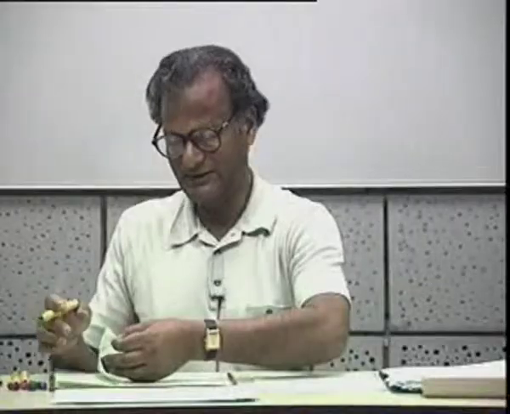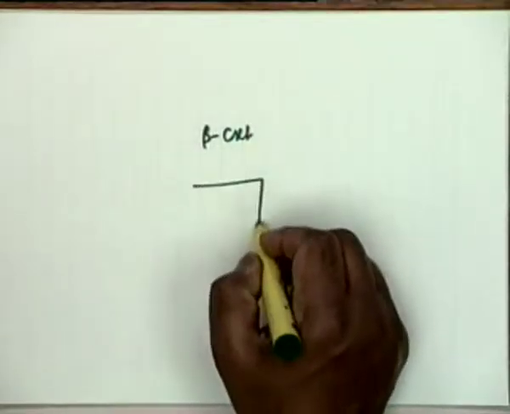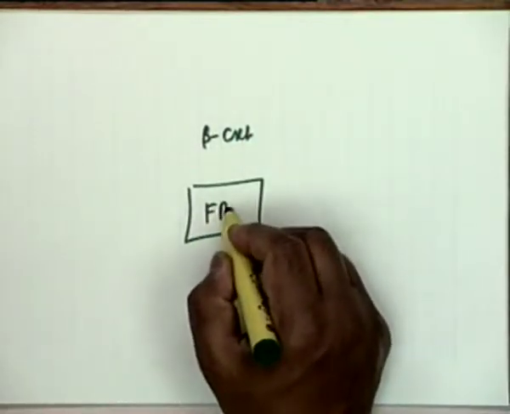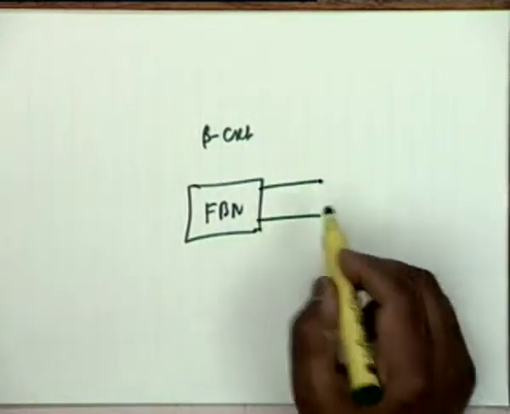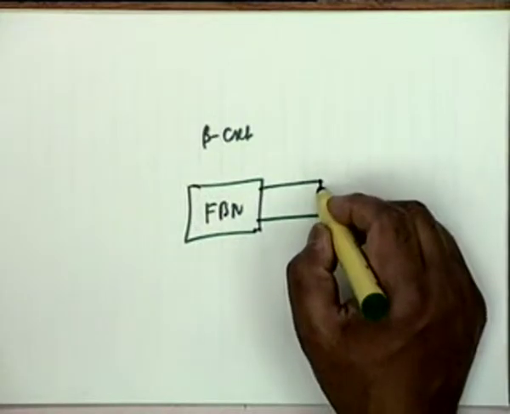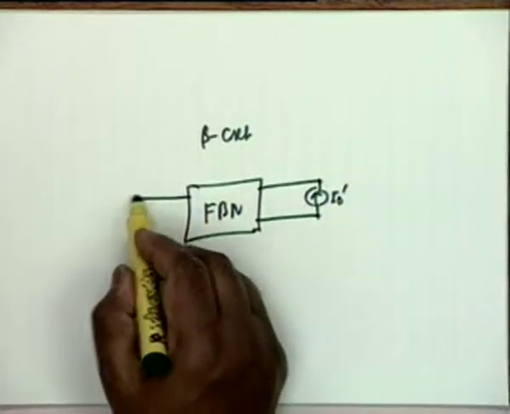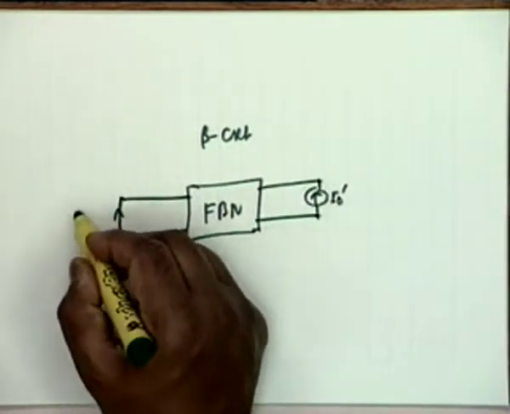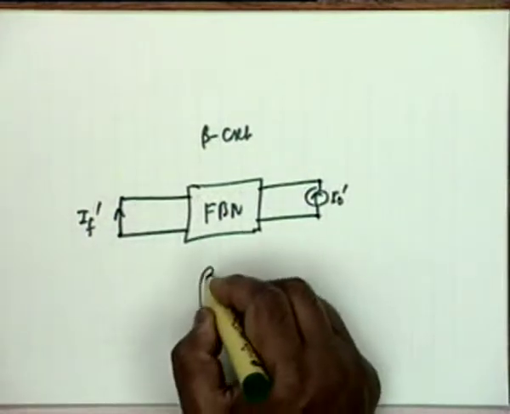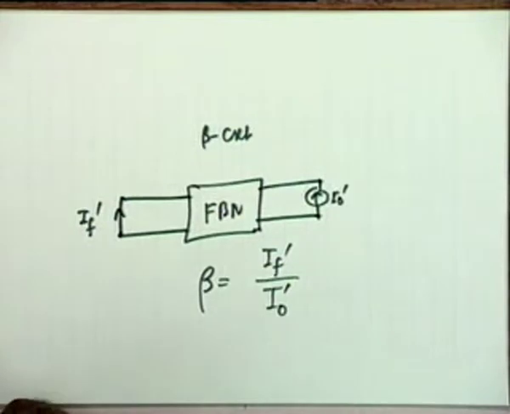Finally, the beta circuit. In the beta circuit, the feedback network, what should you drive it with? Obviously, current source I0 prime, and what do you want here? Current. It should be shorted, and this is If prime, and beta is equal to If prime divided by I0 prime.